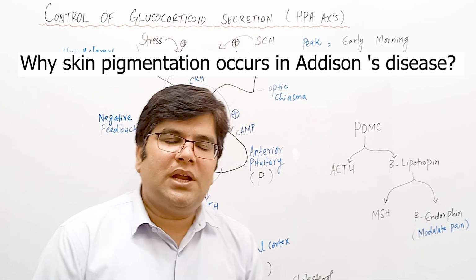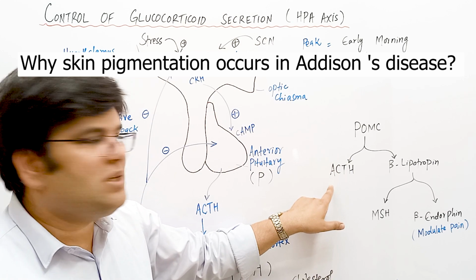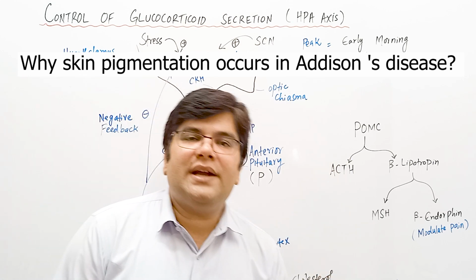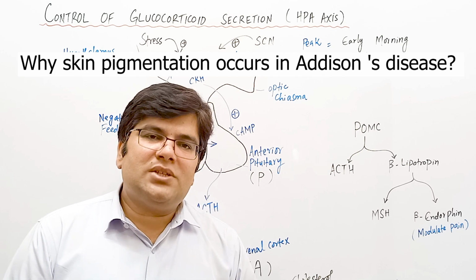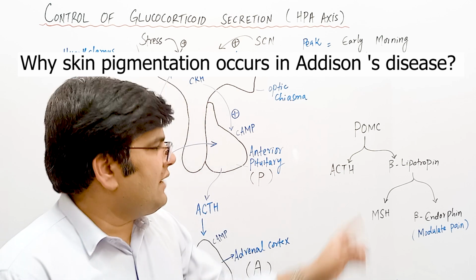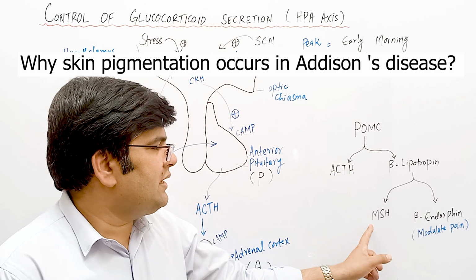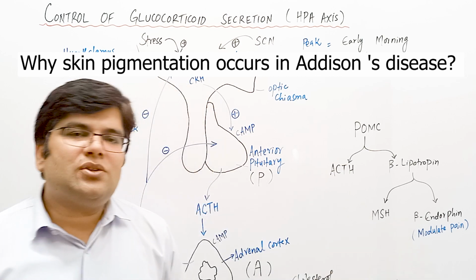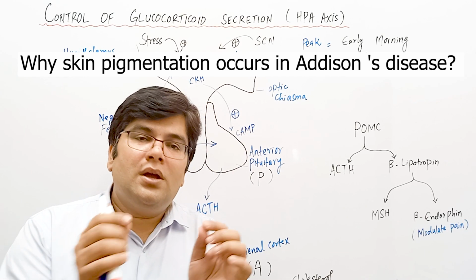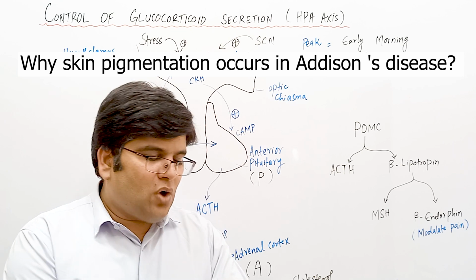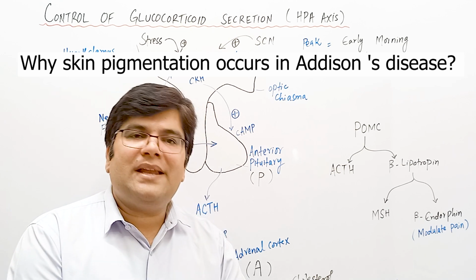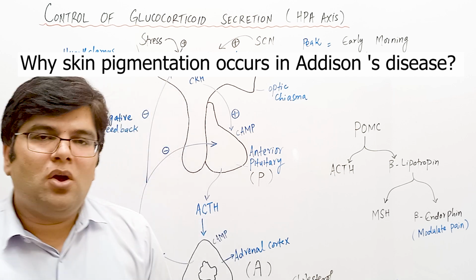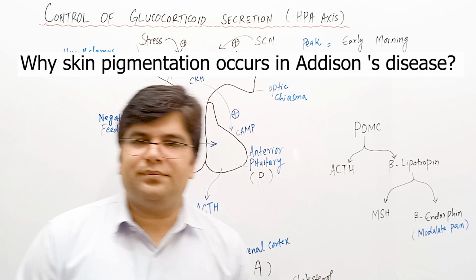So in any condition in which there is increase in ACTH production, there is also increase in melanocyte-stimulating hormone synthesis. And because these persons of Addison's disease, not only they have increase in ACTH level, they also have increase in MSH level. And this MSH hormone, melanocyte stimulating hormone, stimulates the melanocytes of our epidermis. That increases the dark pigment, melanin in our skin, and hence the pigmentation of skin and mucous membrane occurs.